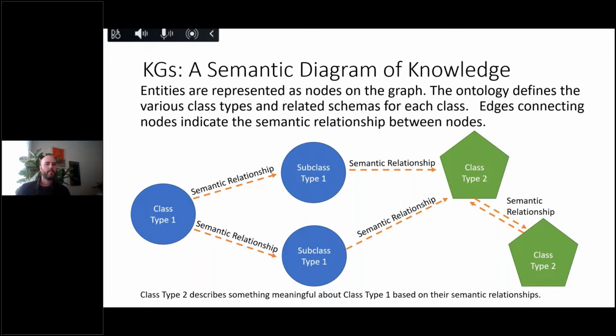Here we can see an illustration of how a knowledge graph should work. In a knowledge graph, there are entities which are represented here as these classes, and then there are relationships, which are these semantic relationship lines that you can see between each of the entities. The relationships are directional, so we'll talk about semantics and what that means in a little bit more detail.